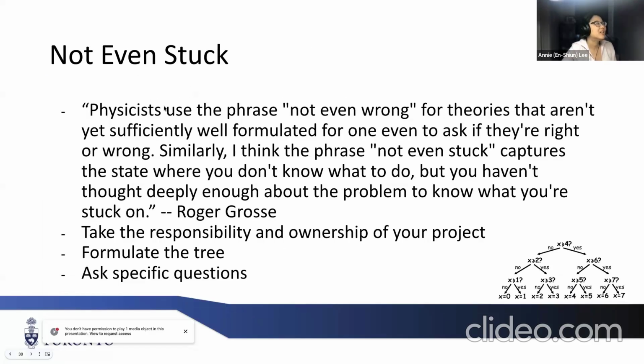Not even stuck. So in physics, because physics is a really hard field, they have this term called, hold on, let me see if I can lower my hand. Oh, well, sorry. Yeah, so physicists have this phrase, not even wrong. Like it is correct in that it's not wrong, right? You cannot prove that it's right, but it is not wrong. So it's double negation. Similarly, not even stuck is like you don't know what to do, but you haven't thought deeply enough about the problem to know what you're stuck on.